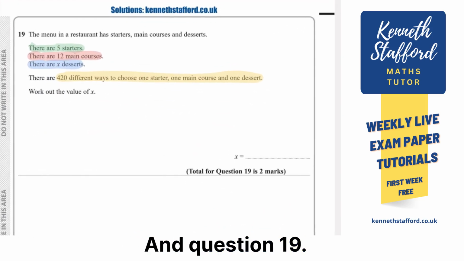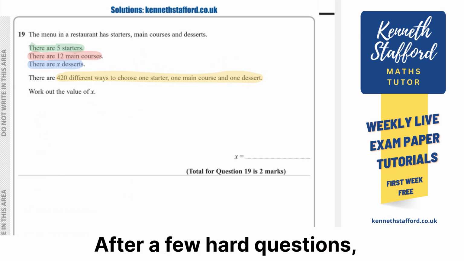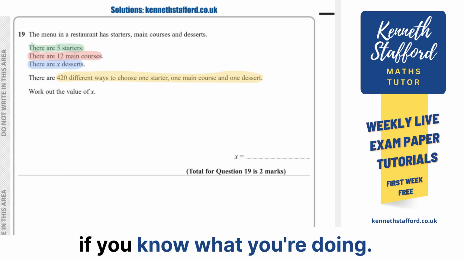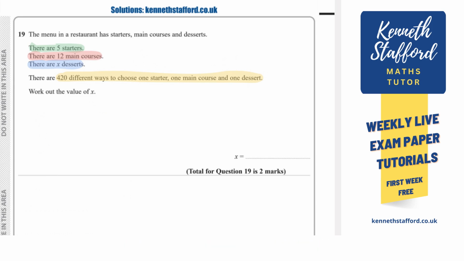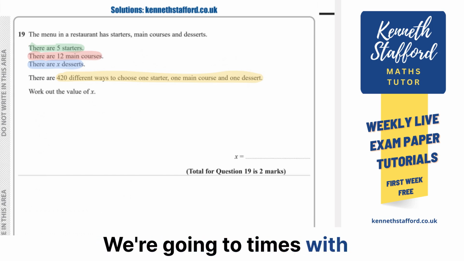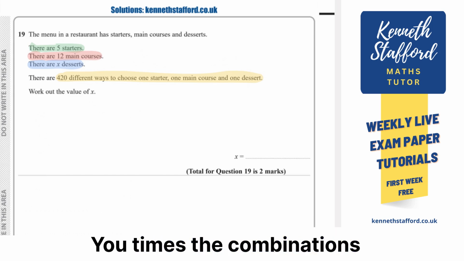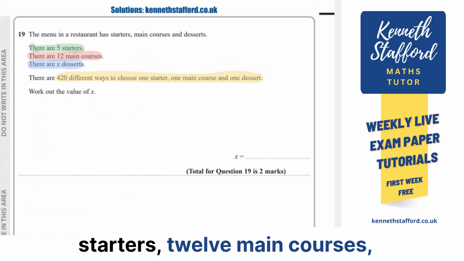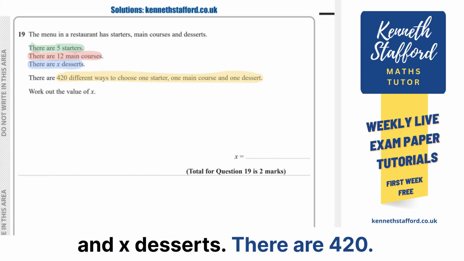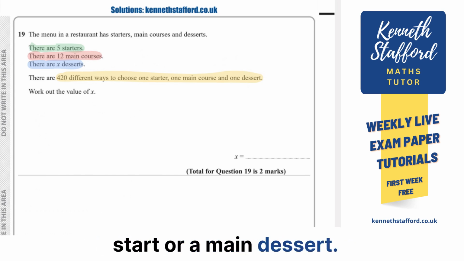And question 19, after a few hard questions, this one's fairly easy, of course, if you know what you're doing. If you don't know what you're doing, it's not easy at all. It's called the product rule. With the product rule, you times the combinations together to figure out how many combinations there are. We're told there are 5 starters, 12 main courses, and x desserts. There are 420 different ways to choose a starter, a main, and dessert.